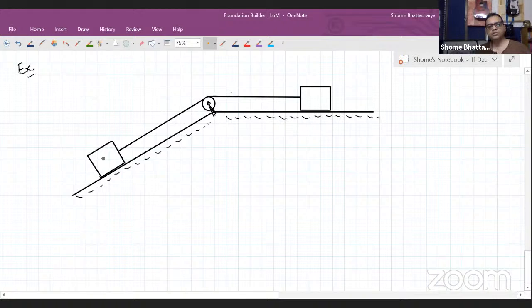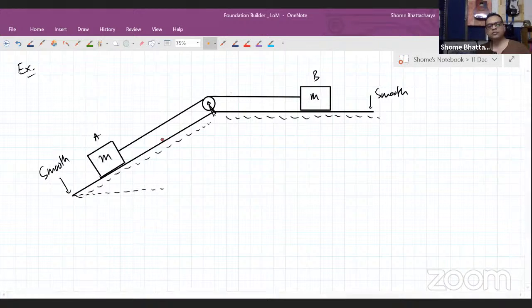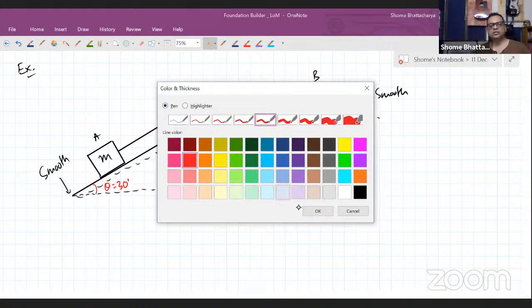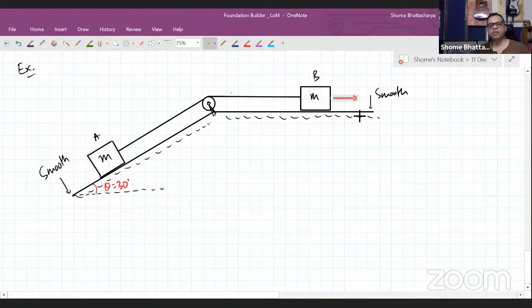So we have two blocks A and B of identical mass m each, and this is all smooth. Now this surface is at an angle of 30 degrees with respect to the horizontal. And now what we are also doing is, from this side we are applying some force on the blocks so that they accelerate like this.